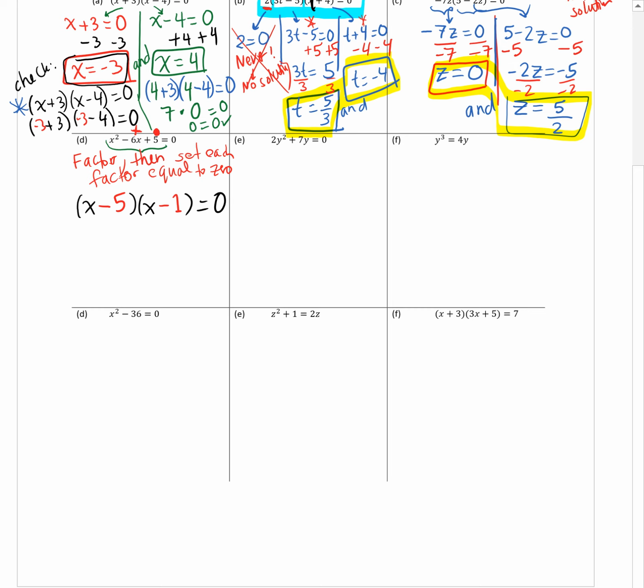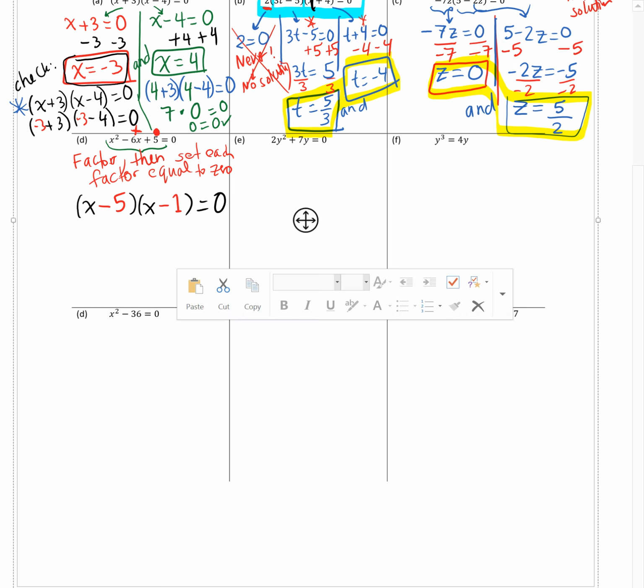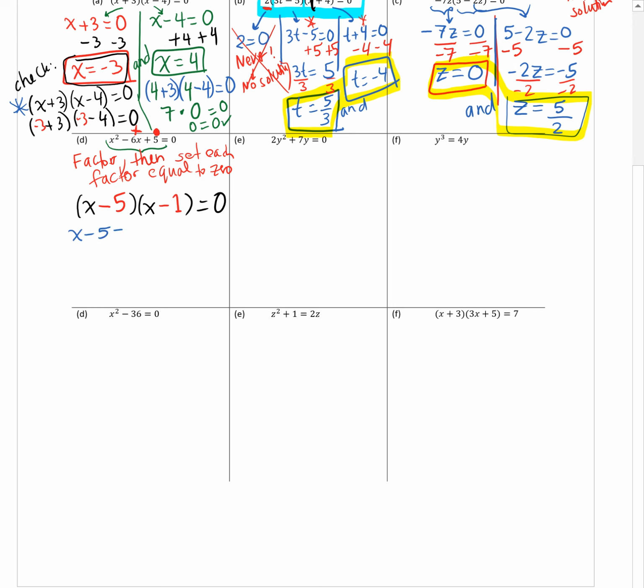So now we can use the property of zero products, where we set each factor equal to 0. The first factor equals 0, the second factor equals 0, and then we'll solve each one separately. Solving the left one would involve just adding 5 to the right side. And then solving the right one would involve adding 1 to the right side. So here on the left one, we'll end up with x equals 5. On the right, we'll end up with x equals 1. And there are our solutions, 5 and 1.